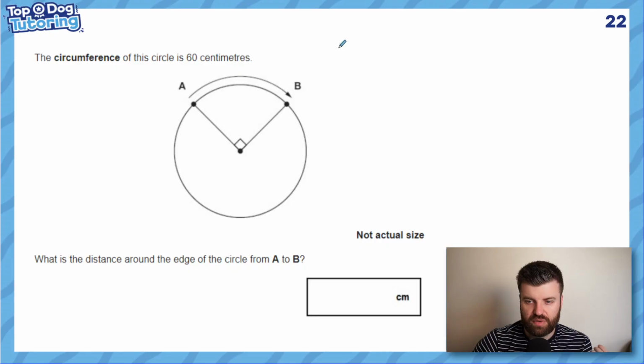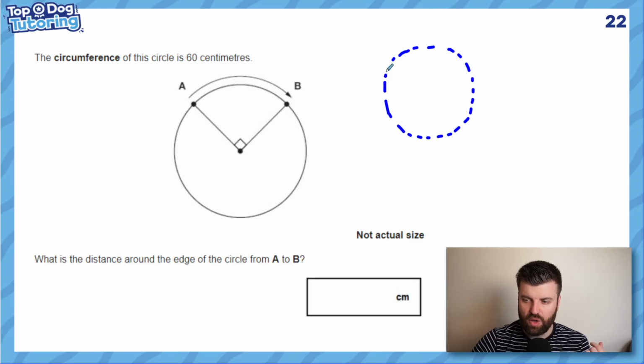So let's use this language now. The circumference of this circle is 60 centimeters. We just said the circumference, by the way, was all the way around a circle. So all the way around this circle is 60 centimeters. What is the distance from A to B? The key here is this little square. What does that mean? Have a go at this question. I'll tell you how to do it after.